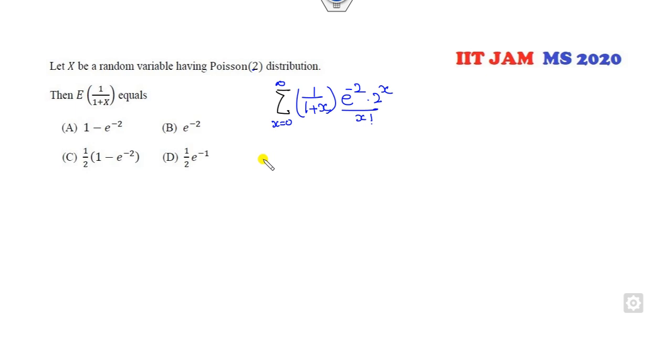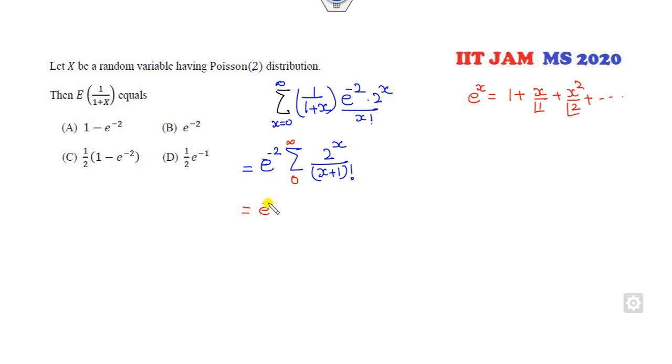So x plus 1, and here e raised to power minus 2 I can take outside. So 2 raised to power x over x plus 1 factorial. Fine. Now there is no need to solve. Look at any of the series which looks like e raised to power x, 1 plus x over 1 factorial, x square over 2 factorial, and so on.